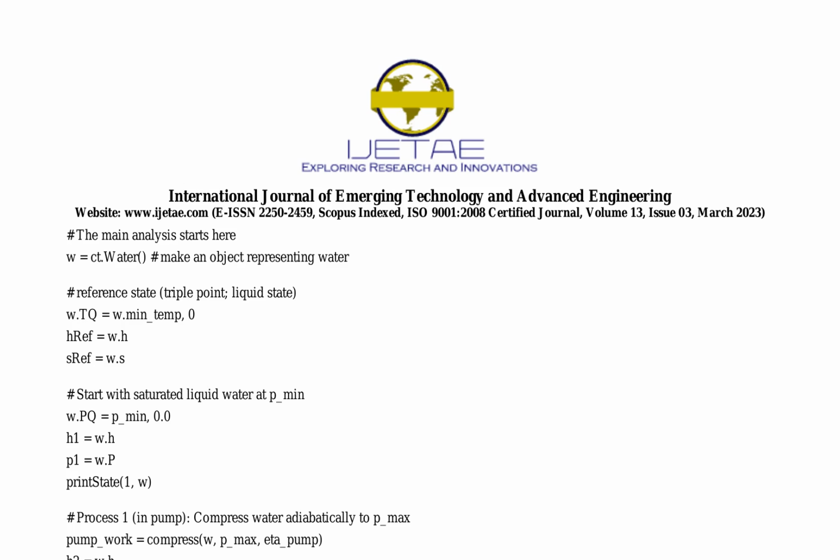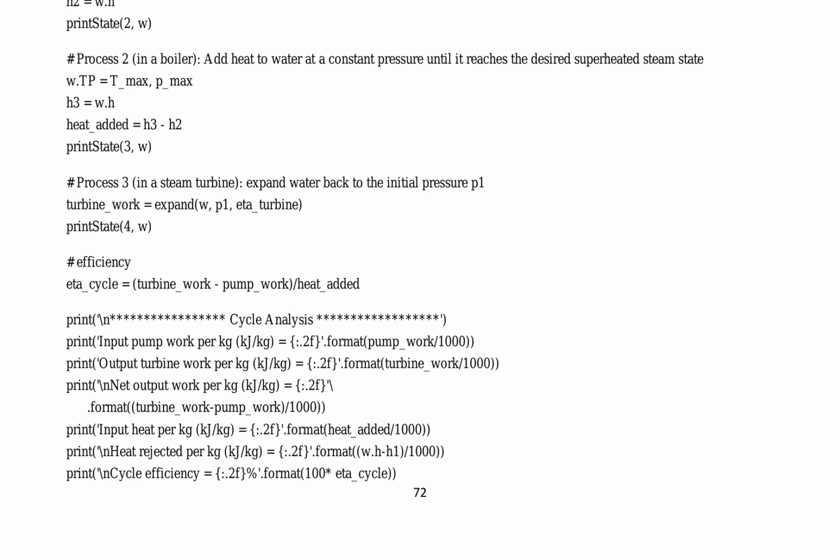The efficiency of the entire cycle is then determined by dividing the net output work, turbine work minus pump work, by the input heat. The paper also calculates and prints out various other relevant parameters, including the net output work, input heat, heat rejected, and cycle efficiency.